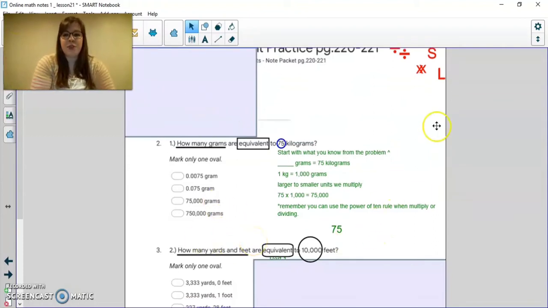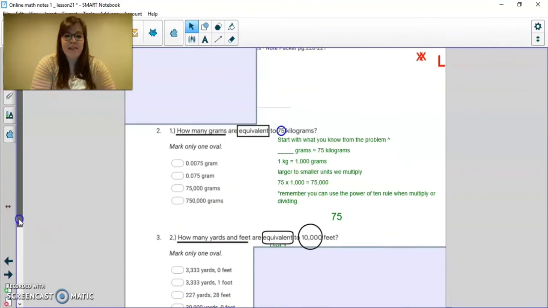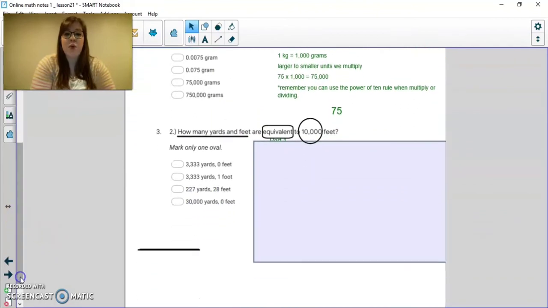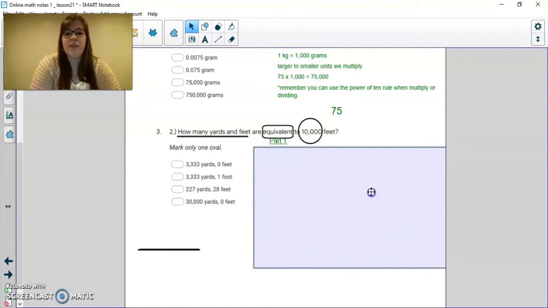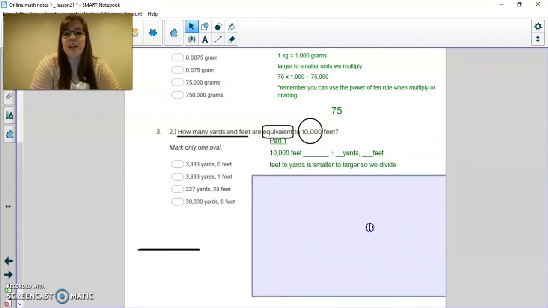For number 2, it says, how many yards and feet are equivalent to 10,000 feet? So for this one, I underlined how many yards and feet because I know that's what it's asking us to find. I boxed in the word equivalent because that means equal to, and I circled 10,000 feet because that is our key number.